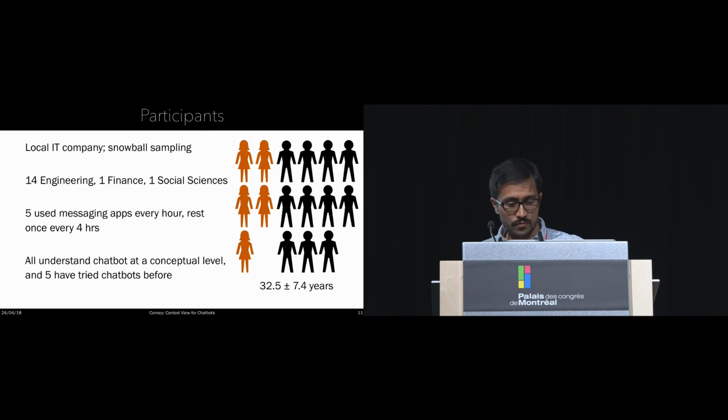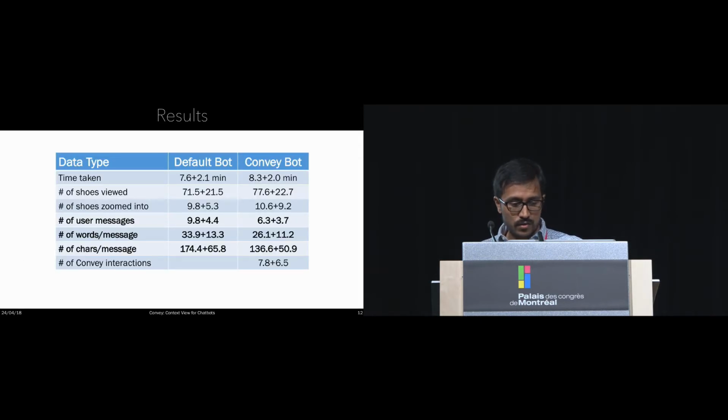So what results did we obtain? First of all, the participants took around 8 minutes to select a particular shoe in each condition, and it was not statistically different between them. With respect to the number of shoes before they made a choice, they flipped through around 80 shoes in the catalog before making a decision, and they zoomed into around 10 of them to figure out whether they want to take it or not.